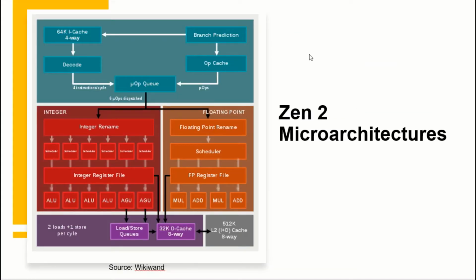Next, I will be explaining the Ryzen 9 3950X architecture, which is the Zen 2 microarchitecture. Zen 2 has a front end that consists of a prediction unit, micro-op queue, op cache, decode, and a 64K 4-way cache for the instruction fetch and decode. It also has an integer execution unit, floating point, and load store unit.